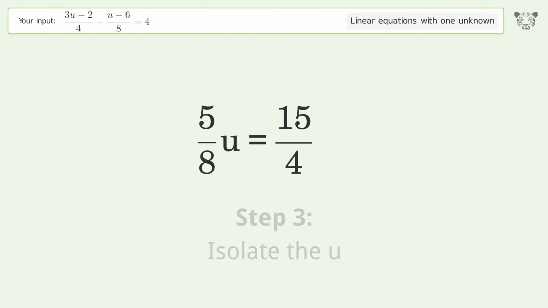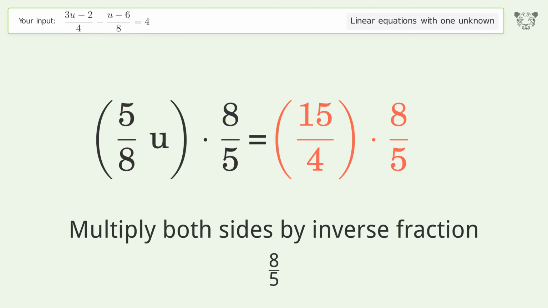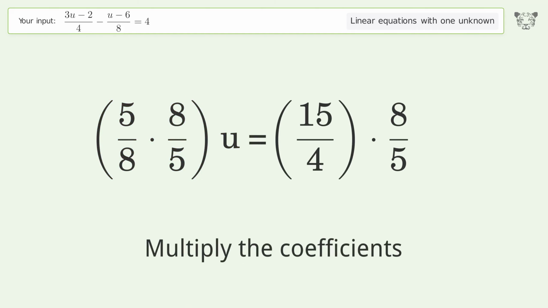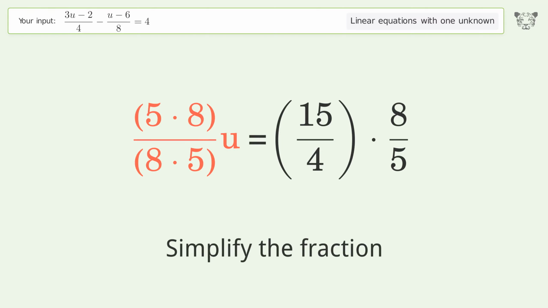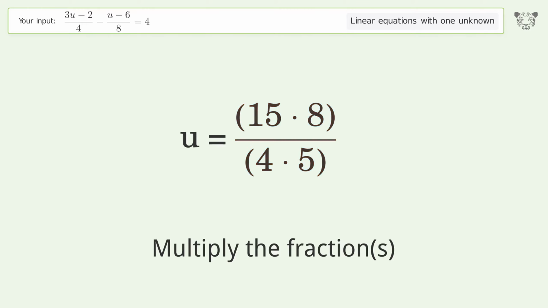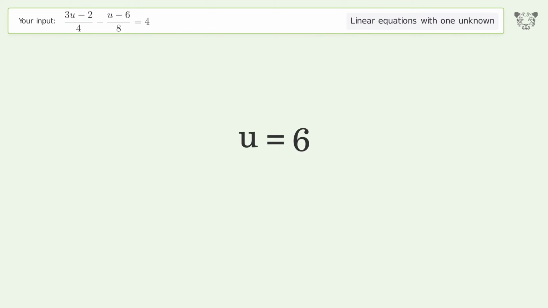Isolate the u. Multiply both sides by inverse fraction 8/5. Group like terms. Multiply the coefficients. Simplify the fraction. Multiply the fractions. Simplify the arithmetic. And so the final result is u equals 6.